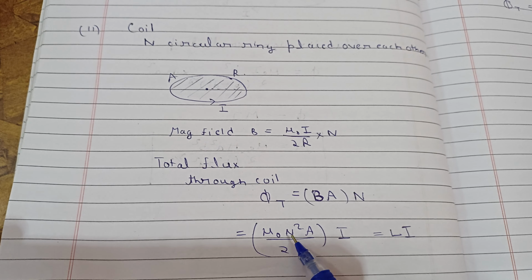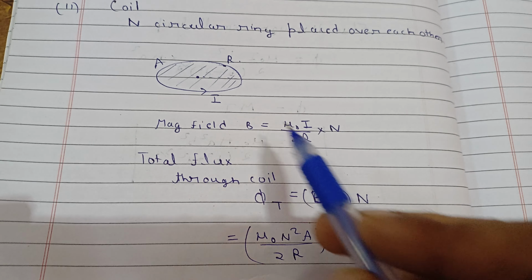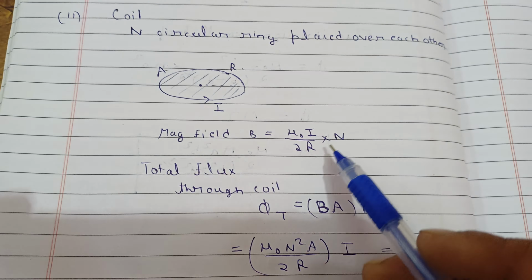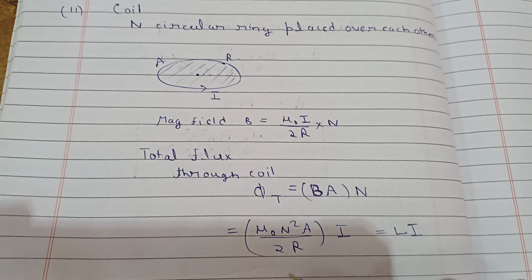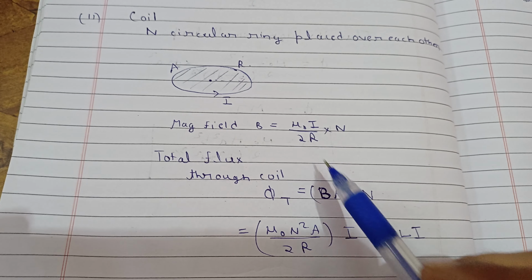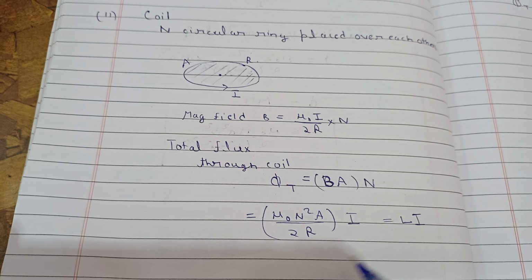So it will be mu naught n square. See, first here I multiply with n because there are n rings producing the magnetic field. That's why the total magnetic field is due to n rings. And here I again multiply with n because now you need to find the flux through n rings. So that's why we have taken phi total equal to B A n, and again B will be mu naught I n by 2R, and it will give you n square here. So mu naught n square A by 2R, and this will be your L.